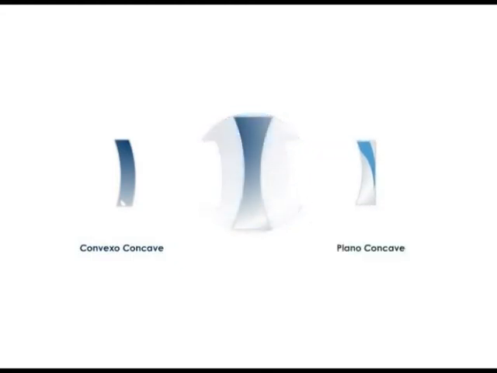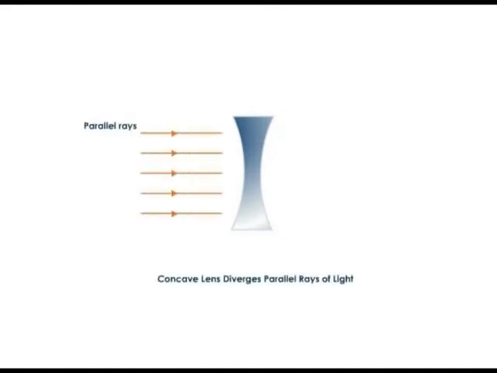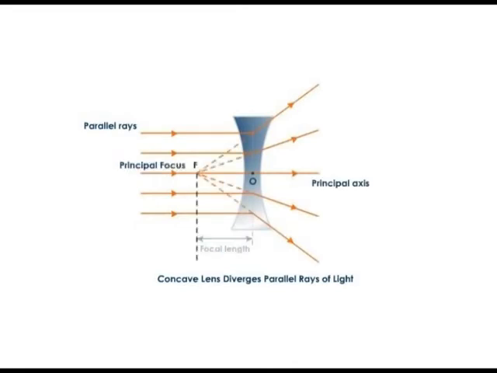Similarly, a glass sphere can be cut in a required manner to obtain a concave lens. There are three types of concave lenses: the convexo-concave, the double concave, and the plano-concave. Concave lenses are thinner at the center and thicker at the edges. Rays of light through a concave lens appear to diverge from a point. So concave lenses are also called diverging lenses.